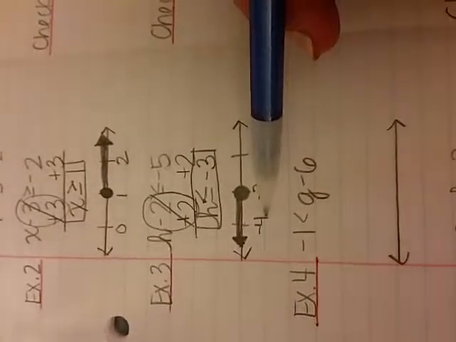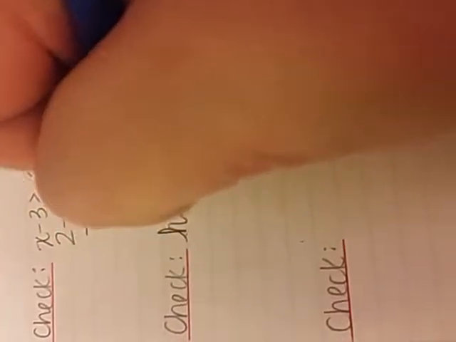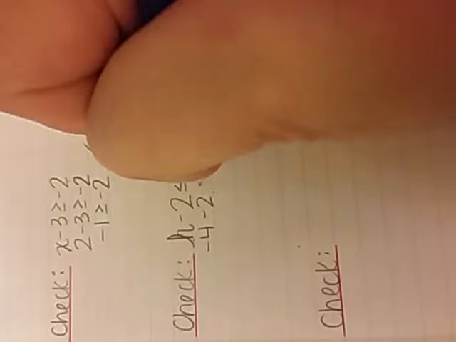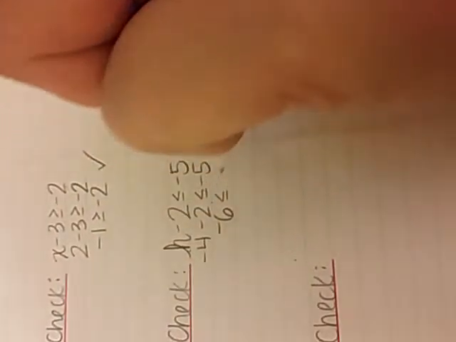I'm going to use -4 to check. I'm going to substitute. So h - 2 is less than or equal to -5. -4 - 2 is less than or equal to -5. -6 is less than or equal to -5, which is true. It checks out.